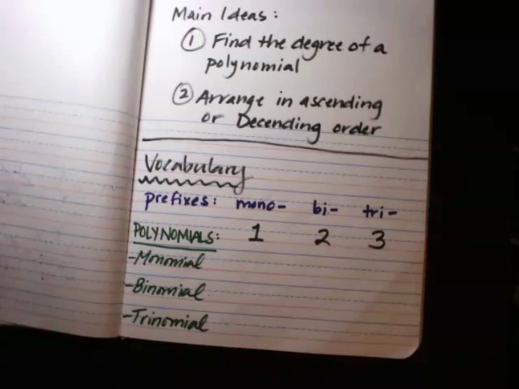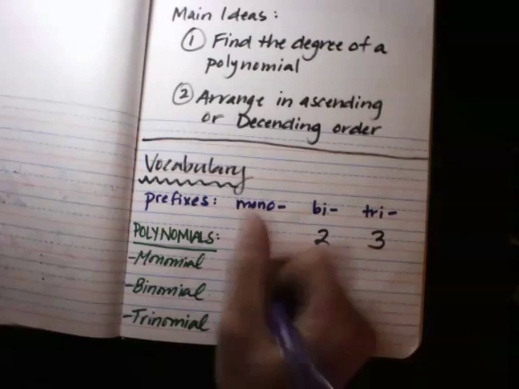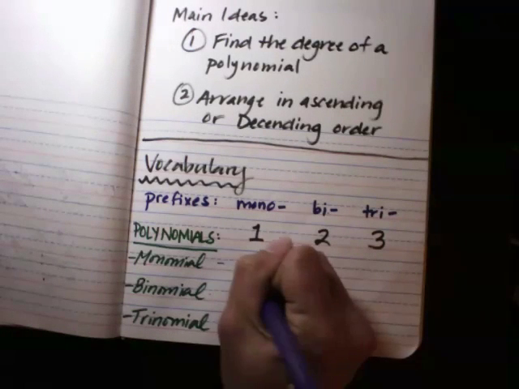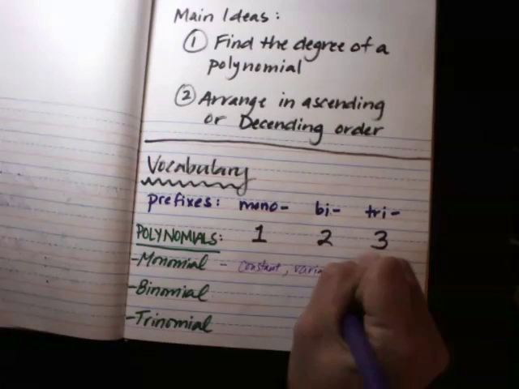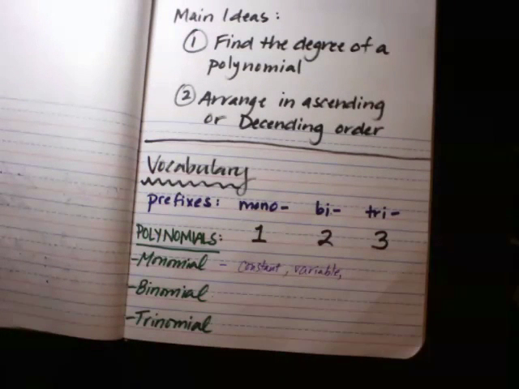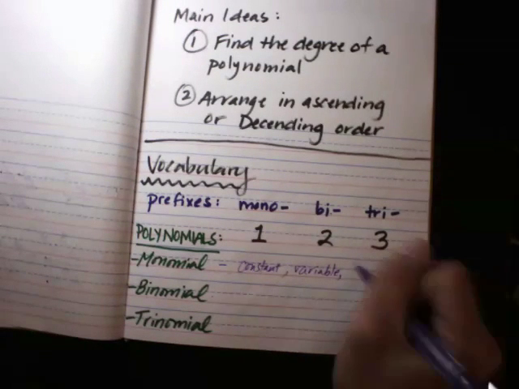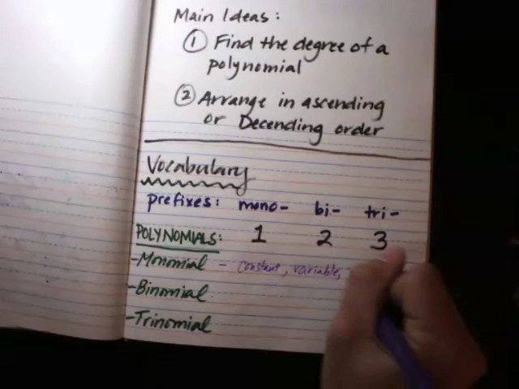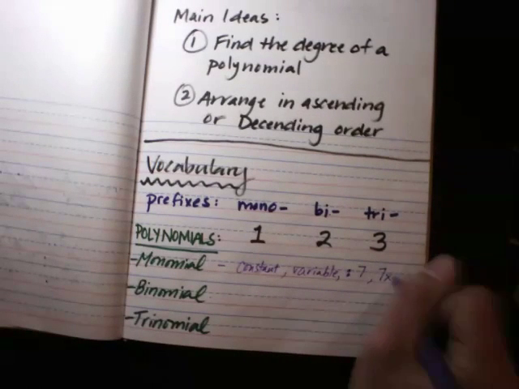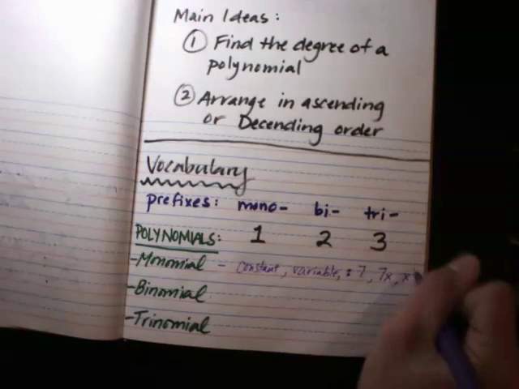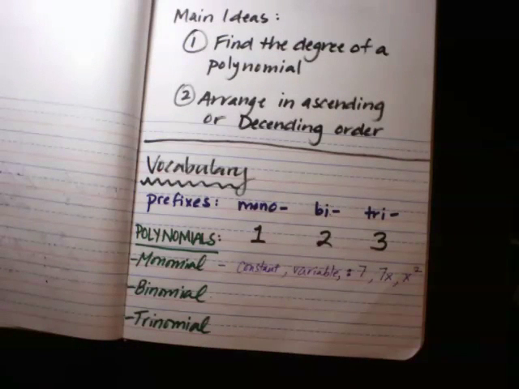Okay, so let's review the word monomial. Very first thing, we talked about monomials in section 7-1, and we said a monomial could be either a constant, a variable, or the product of the two. Some examples are 7 or 7x or x squared. Any of those are monomials.